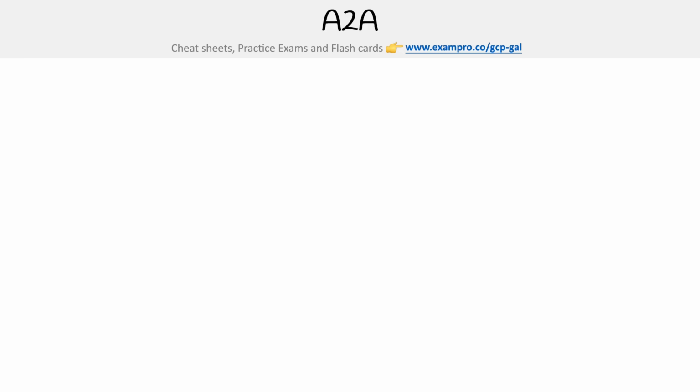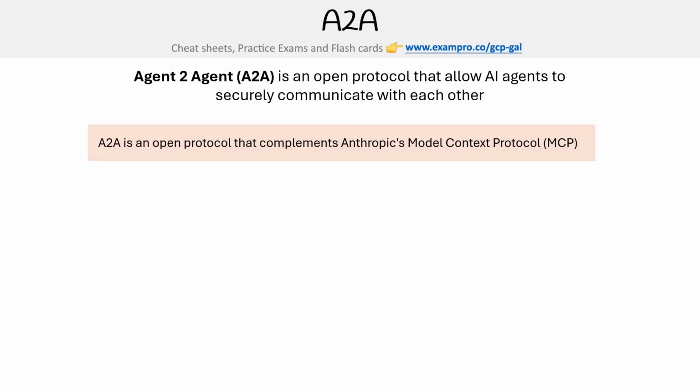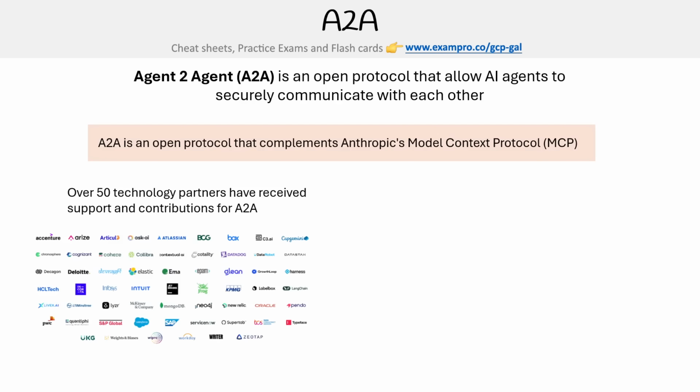Let's take a look here at the A2A protocol. A2A, known as Agent to Agent, is an open protocol specifically made by Google that allows AI agents to securely communicate with each other. A2A is an open protocol that complements Anthropic's Model Context Protocol. So you often hear about MCP and A2A, and folks think that they are competitors, whereas they can be used together and have different use cases. But A2A has over 50 technology partners that have given support and contributions to A2A.